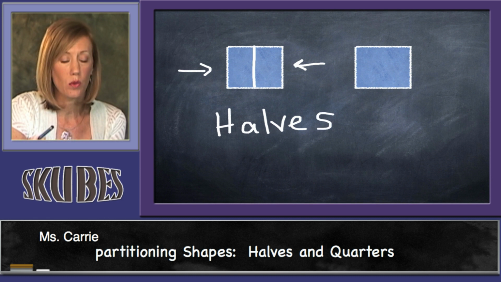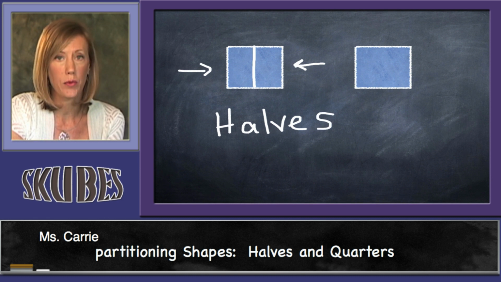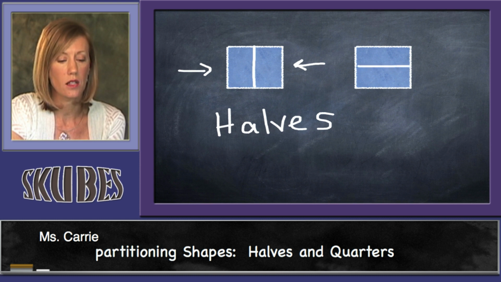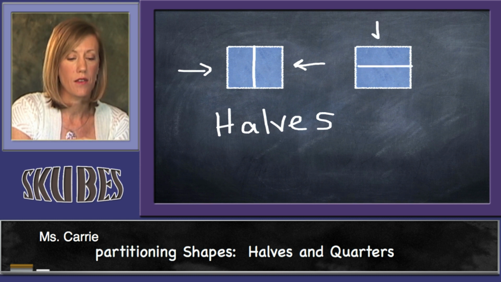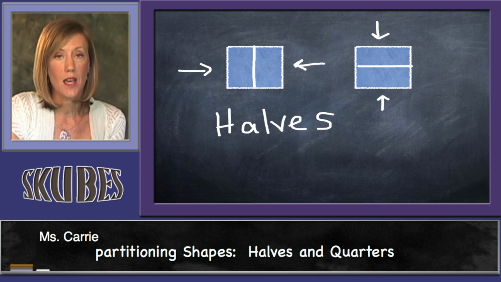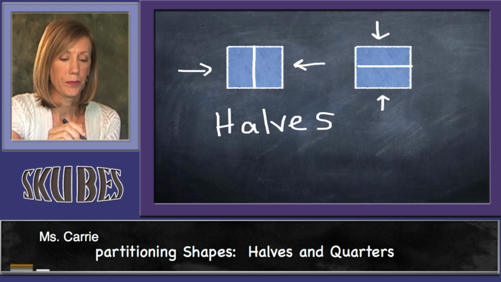When we look at the other square, we can also divide it in half, but in a different way. We can draw a line down the middle across, going horizontally, and if you look at this side and this side, we've divided them into two equal pieces.